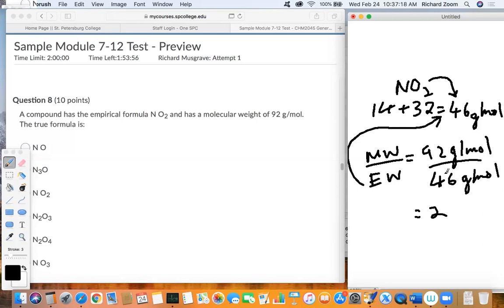So 2 times 46 would be 92. So NO2, 2 times that would be N2O4. So that would be the true formula. And if you were to add that up, it should come out to be 92 as well. 2 nitrogens and 4 oxygens. Does anybody have any questions?